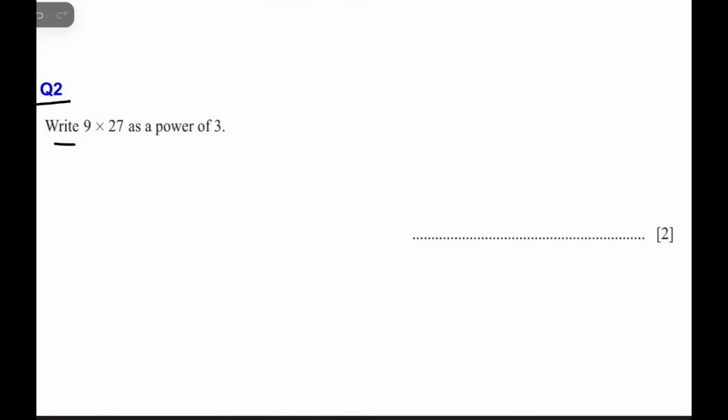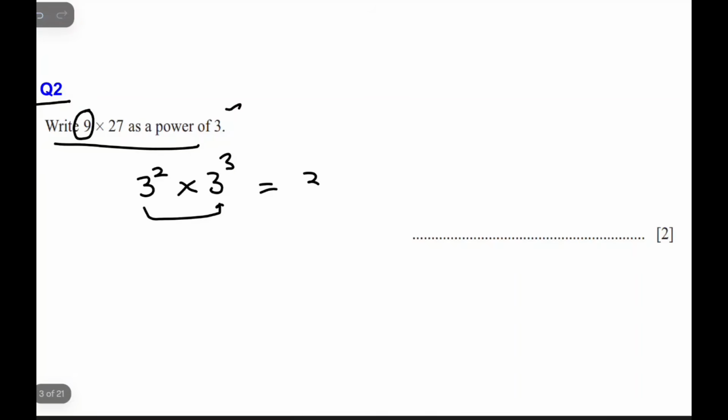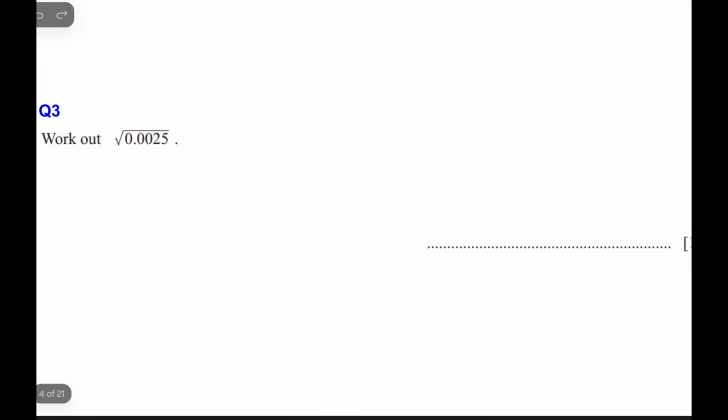Question number 2, write 9 times 27 as a power of 3. So we know that 9 is 3 power 2 and 27 is 3 power 3. Now as the base is the same, the exponents will add. It will be 3 power 2 plus 3. So 3 power 5 will be our answer.